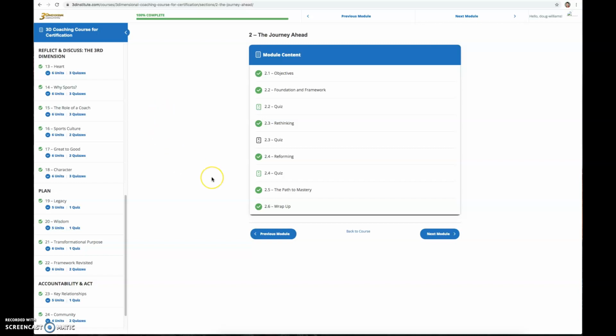So that's kind of how the material works. They would go into the 3D website to access the learning material, and then they would go into Canvas, and that's where the students would interact with me. That's where they would interact with their classmates, and that's where they would complete all of their assignments.